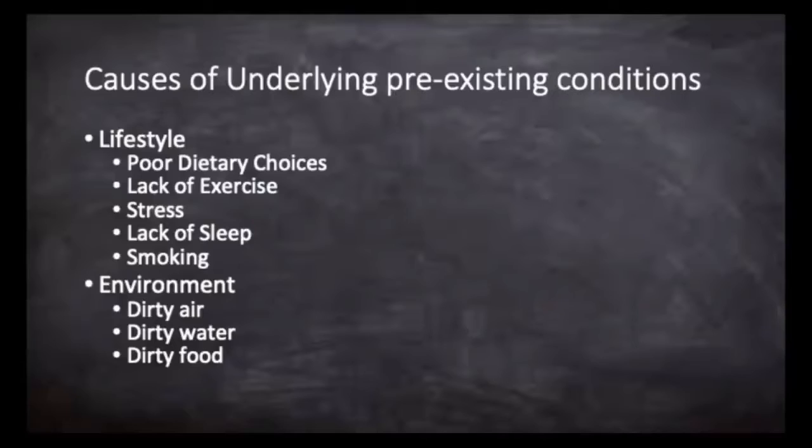Massive sugar diets where you're going to screw up your entire immune system. You're going to create candida, etc. And the other things, you need to start having adequate nutrition. So I'm going to focus today, in the interest of time, on one of them, which I've alluded to, which is vitamin A. Okay? So again, just to summarize, the causes of underlying pre-existing conditions are lifestyle, poor dietary choices, lack of exercise, stress, lack of sleep, smoking, and I've said the environment: dirty air, dirty water, dirty food.